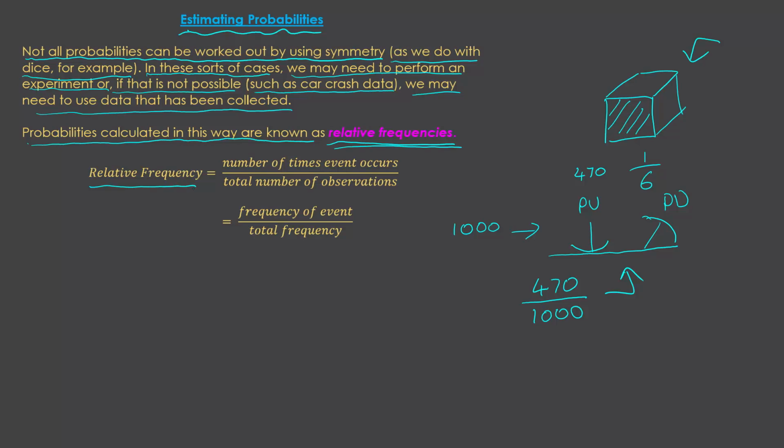So the relative frequency for an event is the number of times the event occurs, as we saw here with the 470 pin up, over the total number of observations. We said that we tossed the drawing pins 1,000 times. So that's the frequency of the event divided by the total frequency.